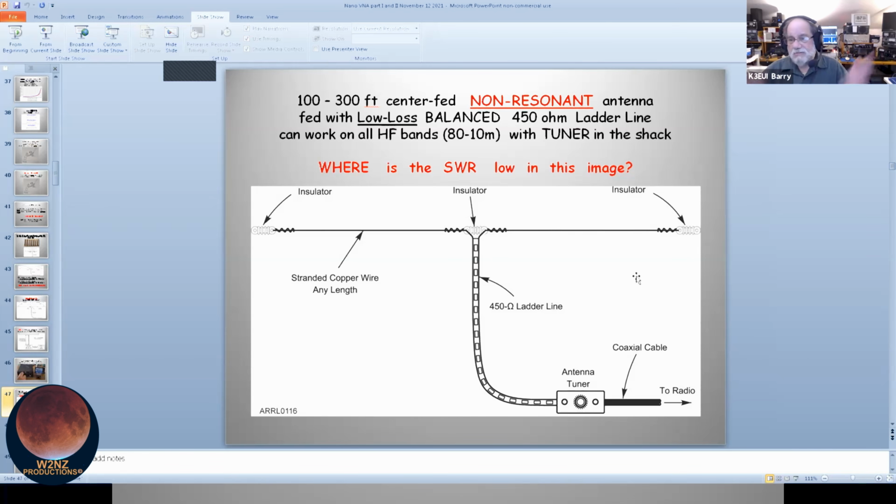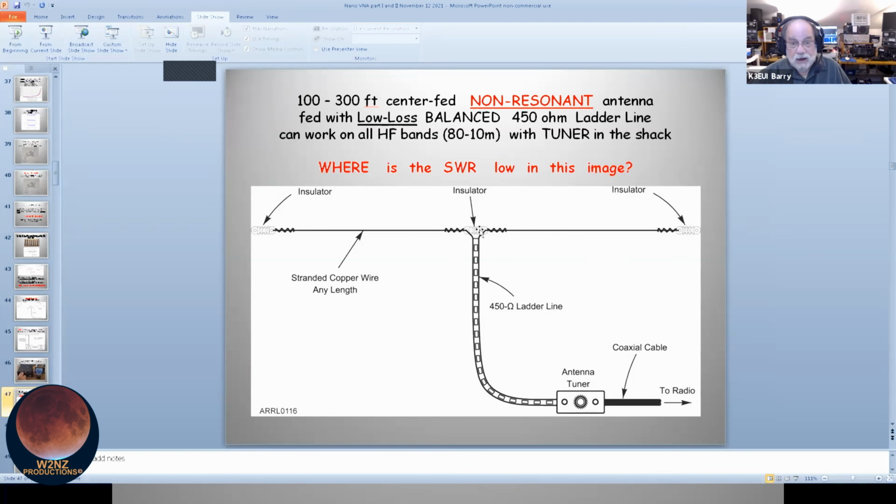So like a 100-foot, 300-foot antenna thrown in the trees, in the clear, fed with 100 feet of 450 ohm ladder line. It's got to go to a tuner and then to your radio. And the SWR on your radio looks like it's very low. In fact, you tune your antenna tuner so your radio is happy.